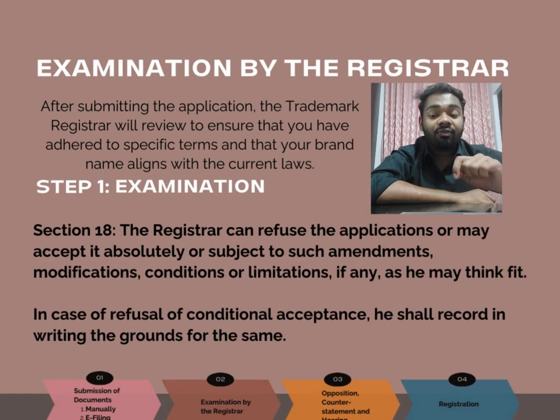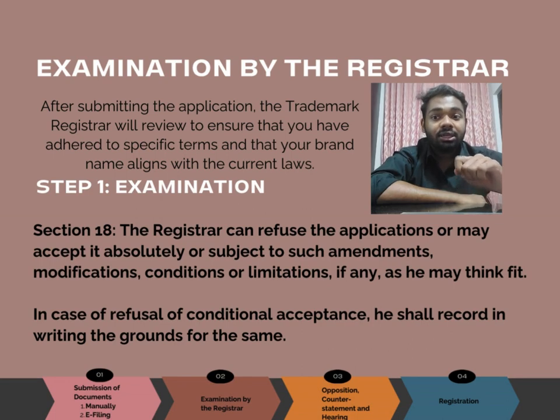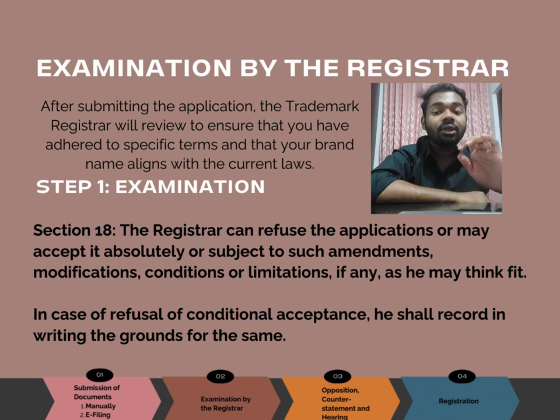The next step after the application is filed or submitted is the examination by the registrar. The registrar will thoroughly go through the application of the trademark, and he will see whether it falls under any of the absolute rejection criteria or conditional rejection criteria and take a call on it. The registrar under section 18 can refuse the application or accept it absolutely or on a conditional basis. If he is refusing the application, he shall record it in writing based on the grounds on which he has made the refusal.